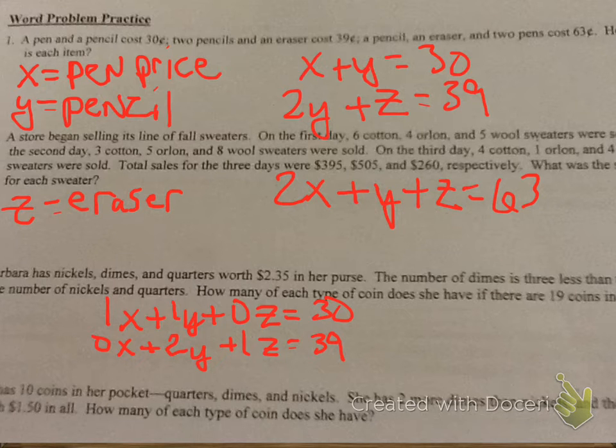Is there any variable missing on the last equation? No. Nope, so I just rewrote that: 2x plus 1y plus 1z equals 63.